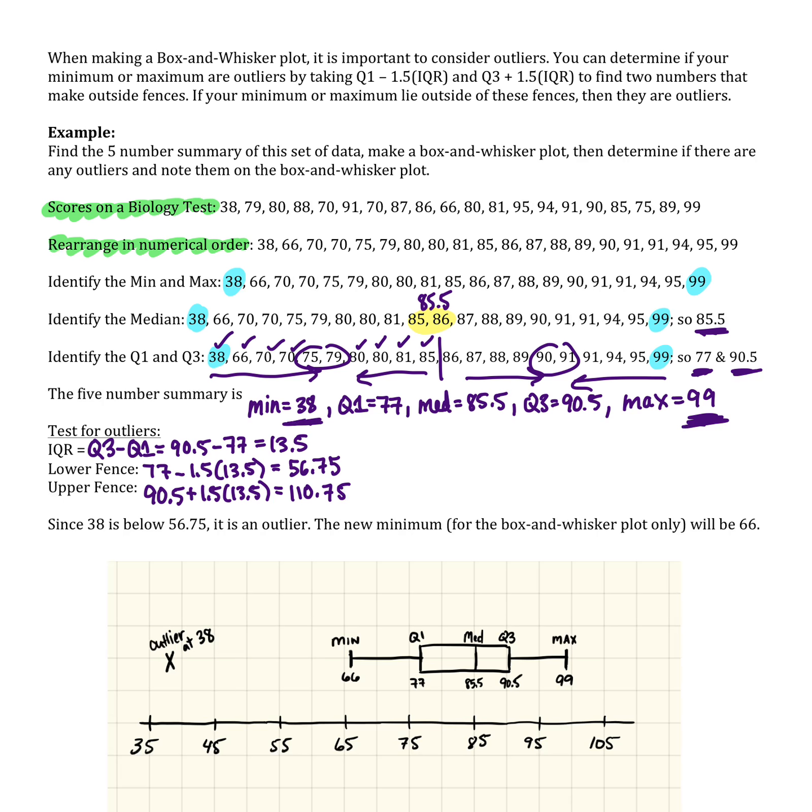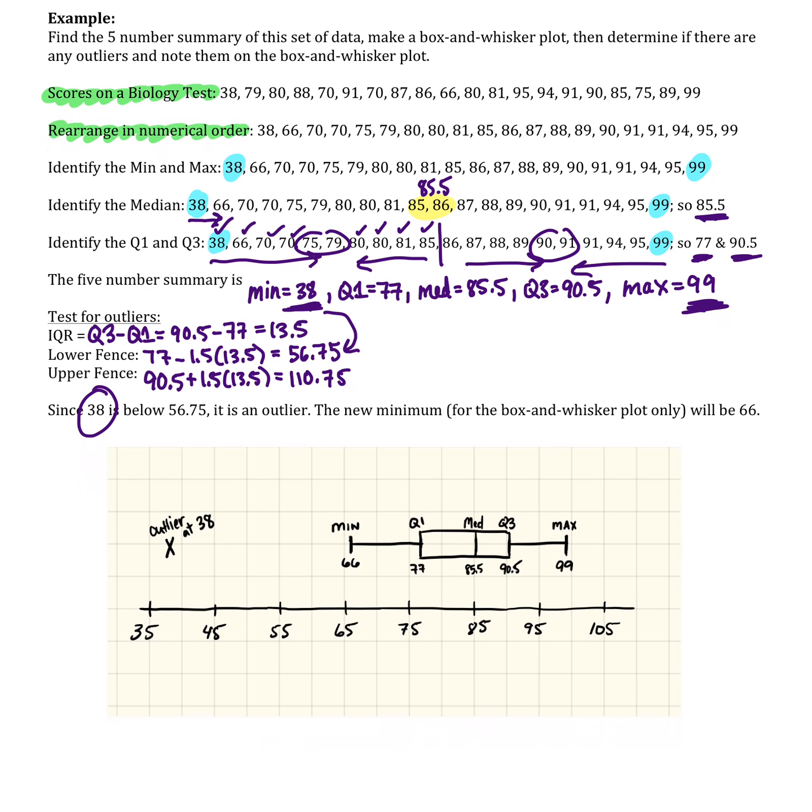But I look down here at my minimum and it is below this fence. So then I look up to my data and make sure that I don't have anything else below that fence, and I don't. 66 is the next data value and it's above that. So I have one outlier, that's 38. I mark my outlier, and then I create a new minimum here on the box and whisker plot. And so my new minimum is 66.